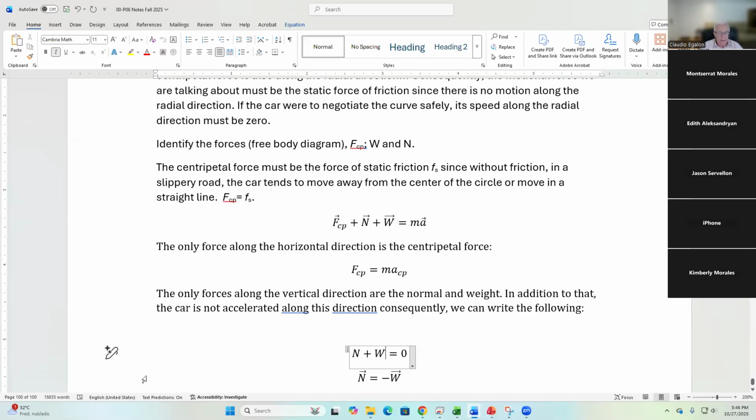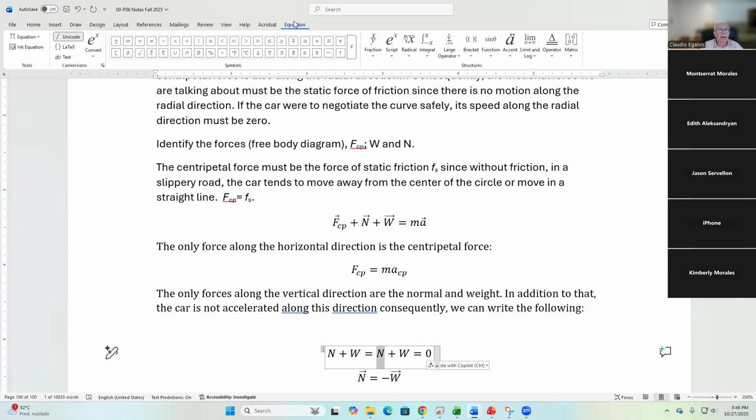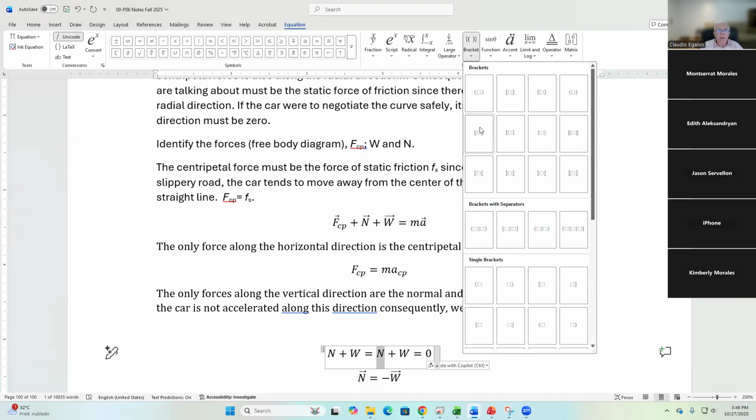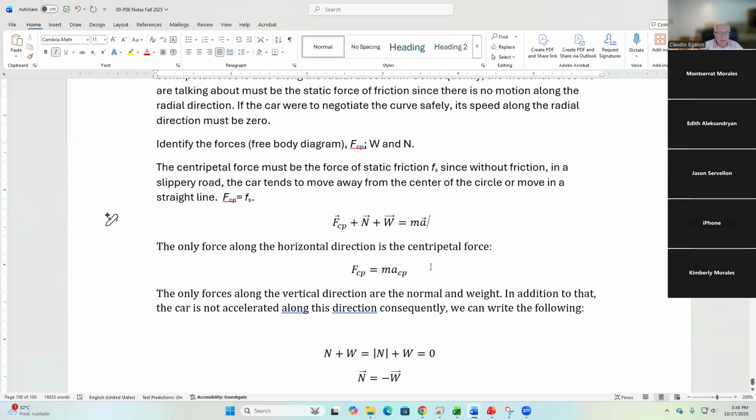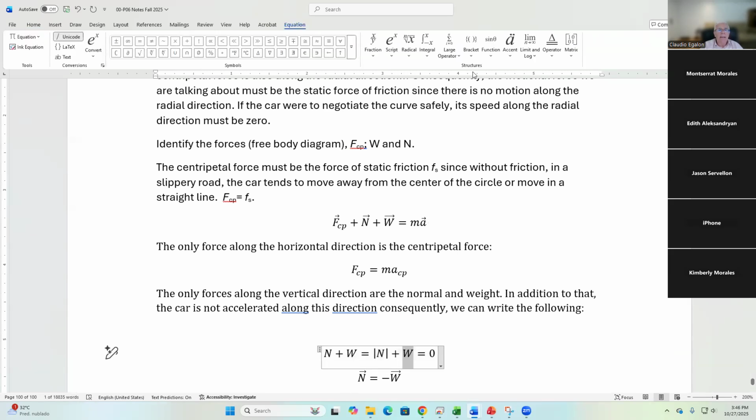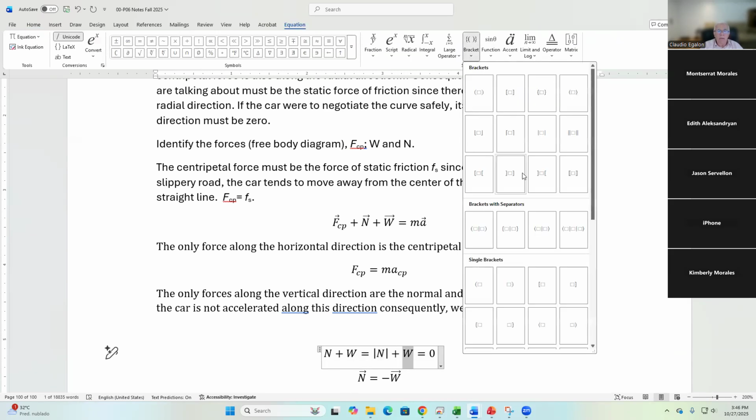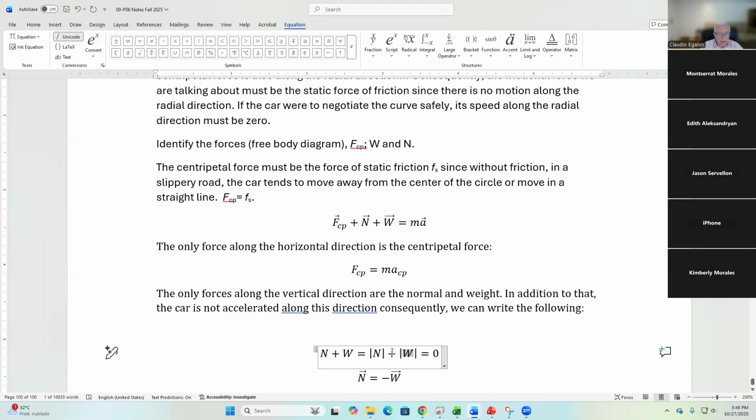It's like that. Okay? And we can here write it. The normal is upwards, right? So we can emphasize the fact that the normal scalar has a positive value. And we can emphasize the fact that the W scalar is negative, okay? Like that, okay?